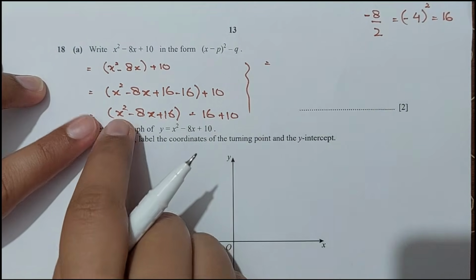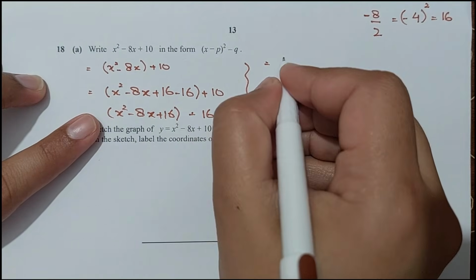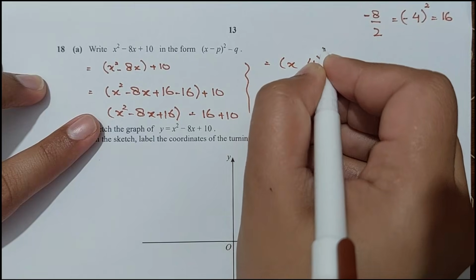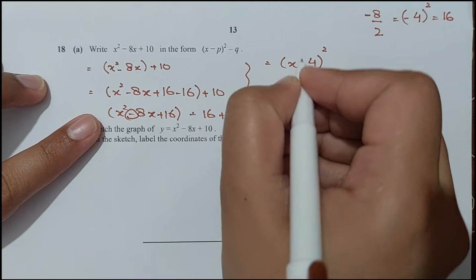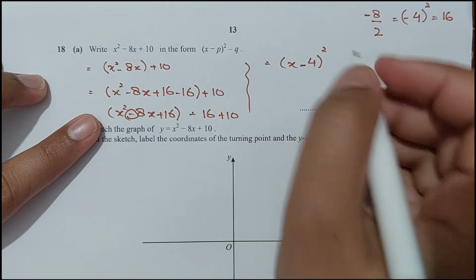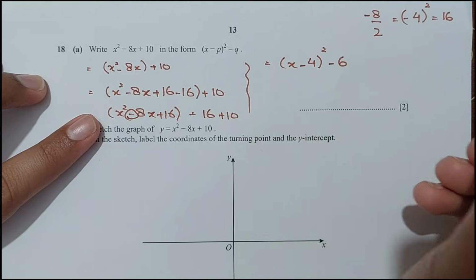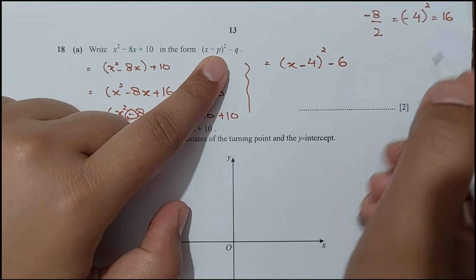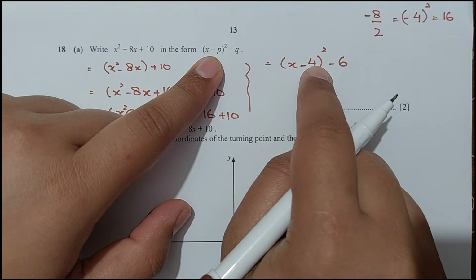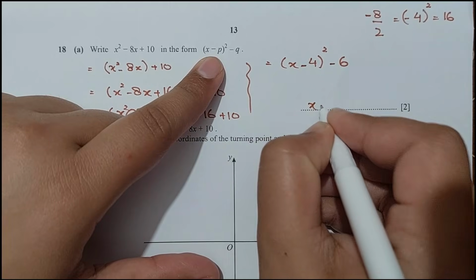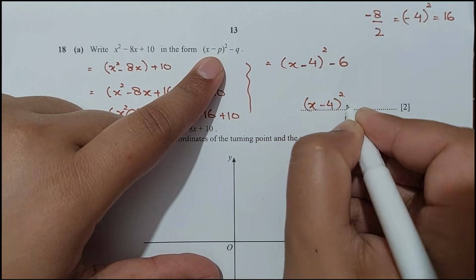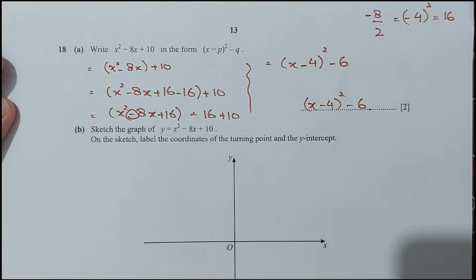Further simplification. Now this is x square, this is 4 square, this is x and 4, its whole square, and the middle term sign is negative, so it is (x minus 4) whole square, and this is negative 6. So this is in the form of (x minus p) whole square minus q. The p value is 4 and the q value is 6. (x minus 4) square minus 6, right.